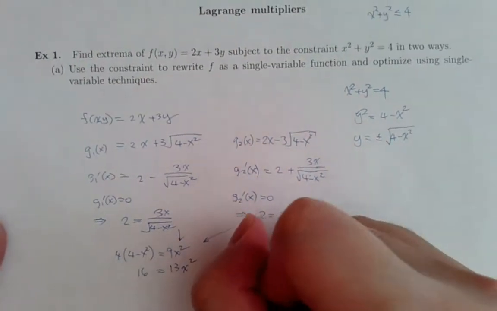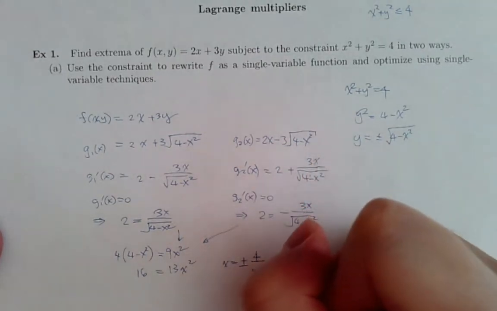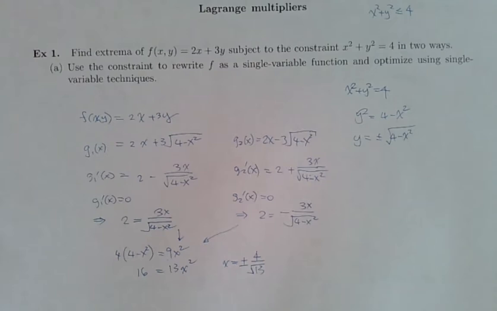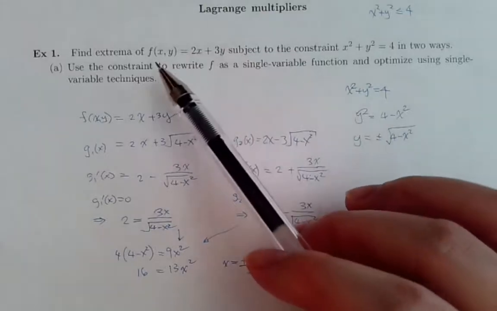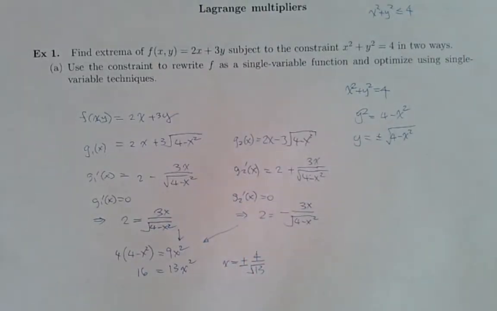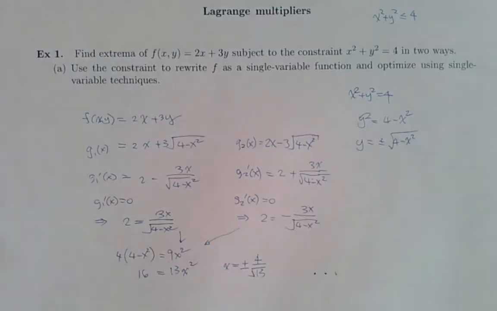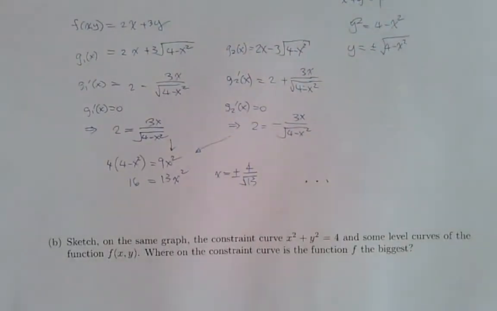And so x is equal to plus or minus 4 over the square root of 13. Now you find the y value, put it in, and evaluate f at these points. I don't really want to do this anymore, so I'll just write dot dot dot. I'm sure you can figure this out. It'll be a similar calculation to what we're doing on the next page. So let's just move on. You can see that this method works. I hope you can see that it's kind of tedious. I'm going to show you a better way.